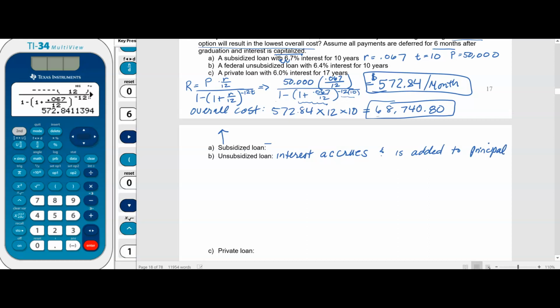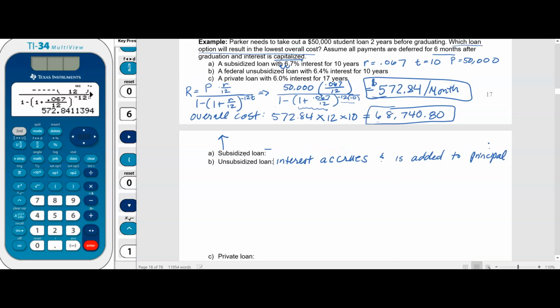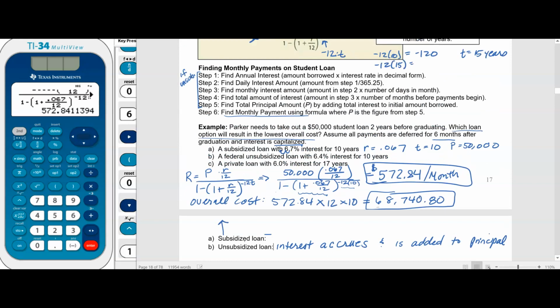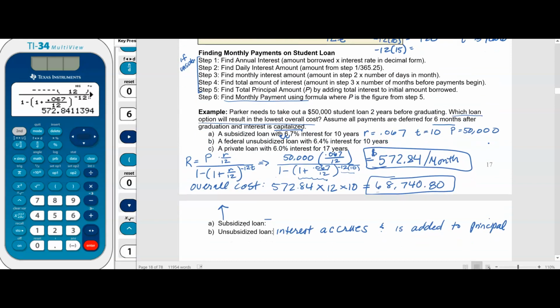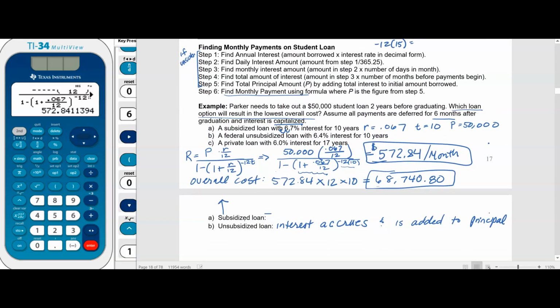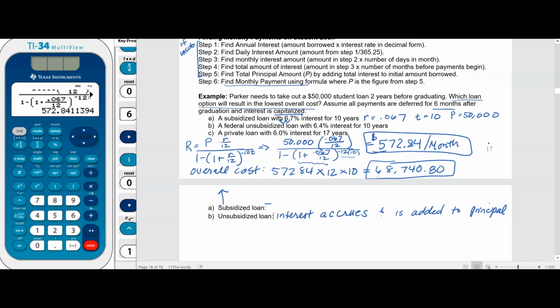So let's figure out the first thing to figure out. If we go up here, step one, actually, there's really a step before step one, we have to figure out the accrual period, which is how many months the student is not making payments. So let's just jot that down first. So accrual period. So how long is the student in school? So the student is in school for 2 years.